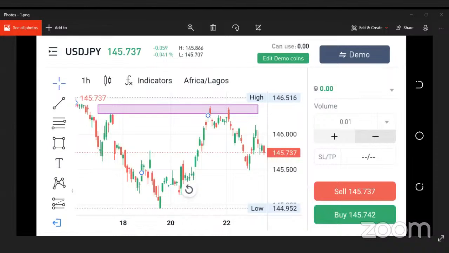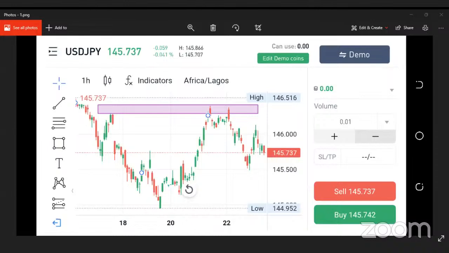Then we have the sentiment analysis. This sentiment analysis is quite different from the fundamental and technical analysis. The sentiment analysis deals a lot with your mindset: how you are thinking, what you are thinking about the market. Oh no, this market is going to come down. I think this market is going to go up. That is sentiment analysis.